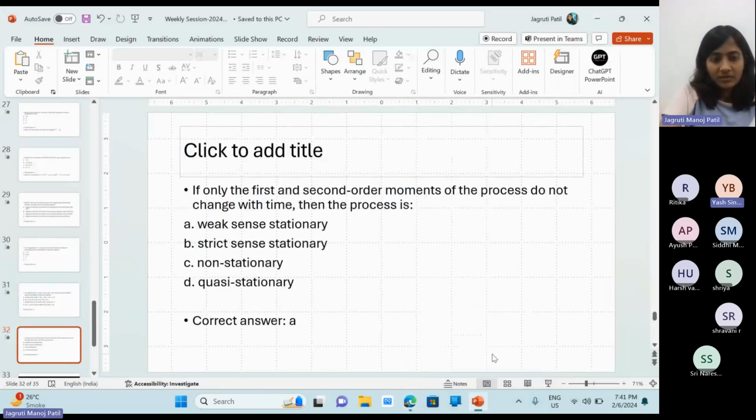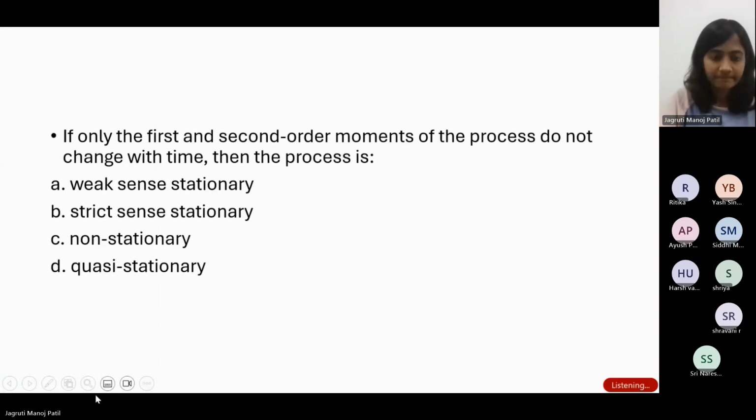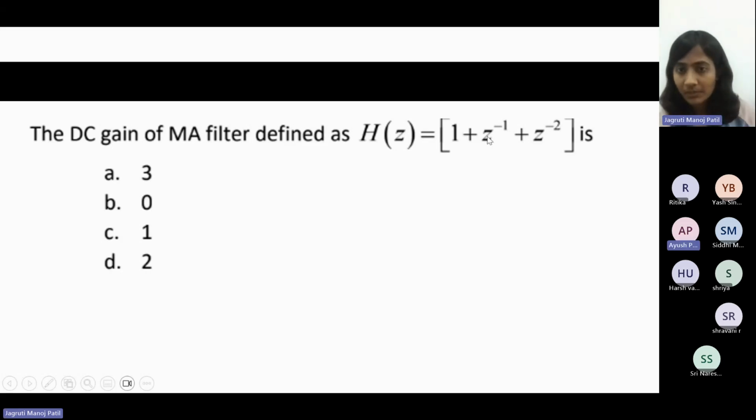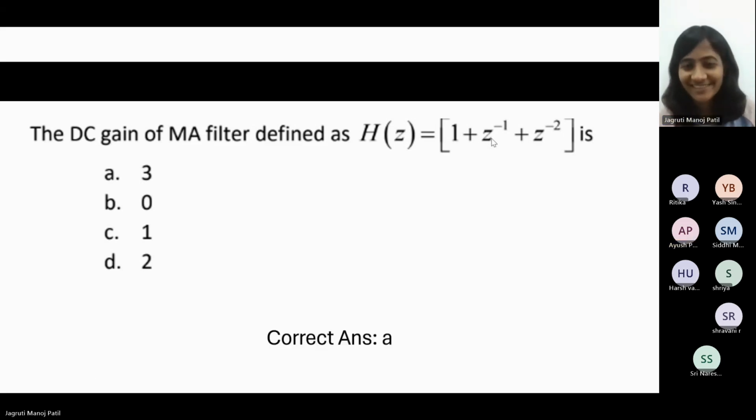Yes, ma'am. So the answer for the same is weak and stationary. That was in the slides. So next question. The DC gain of a moving average filter is defined by h of z. We gave the answer itself. Can you explain how? By putting z equal to 1. Or adding the coefficients. Yeah, that's the appropriate way, because z is not actually 1.